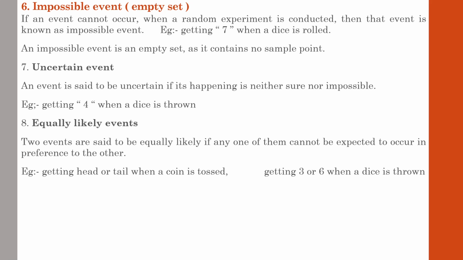For example, if you throw a dice, you get 3 or 6 or whatever the number, because all these events are equally likely to happen. There is no chance that getting head is more than tail. You can't say like that. By throwing a coin you can get head or a tail. That is a 50-50 chance, an equal chance. That is known as equally likely events.